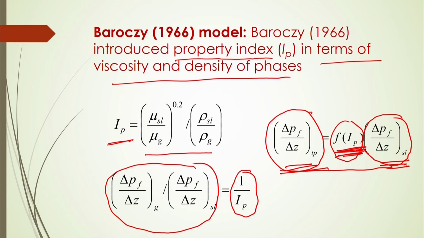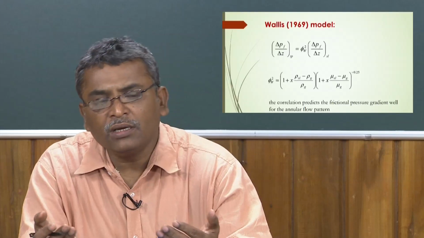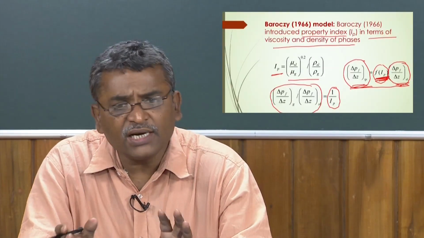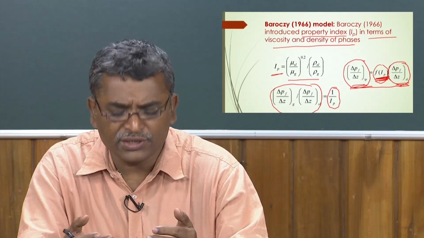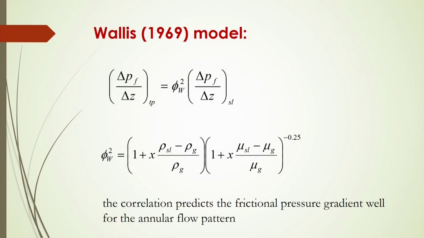Now, these operating variables may be geometric variables, maybe physical properties, maybe some other thermodynamic conditions. There are different operating conditions that will change this IP. Another model is the Wallis 1969 model. What happened here? They have also developed one correlation based on that Lockhart-Martinelli concept.